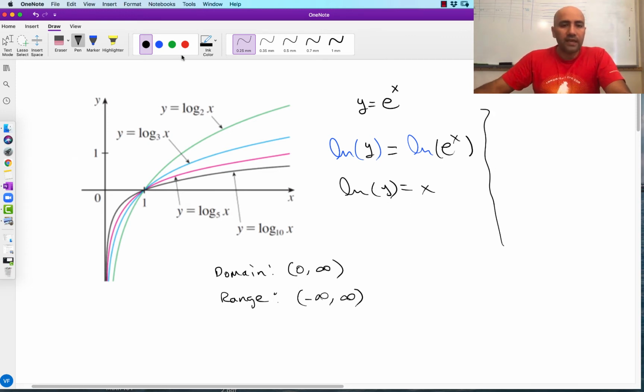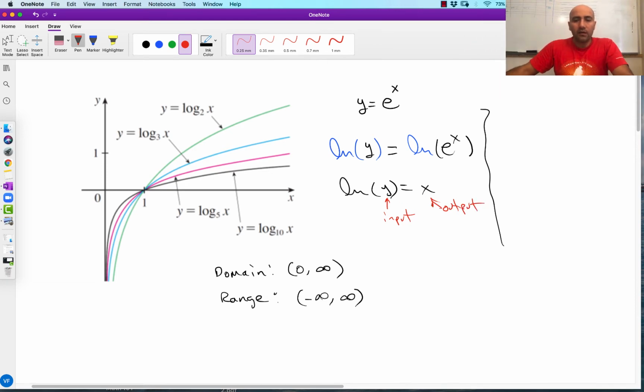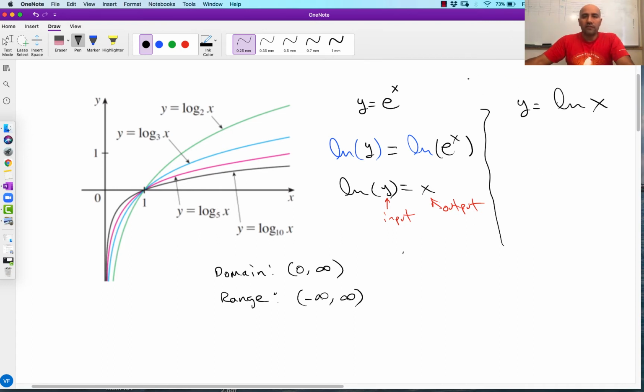In this new function, this becomes the input and this becomes the output. In algebra, we love to put the x as the input, so we just flip it around and say that the inverse function is y equals ln of x. So these are inverse functions, where x always represents the input of the function and y the output.